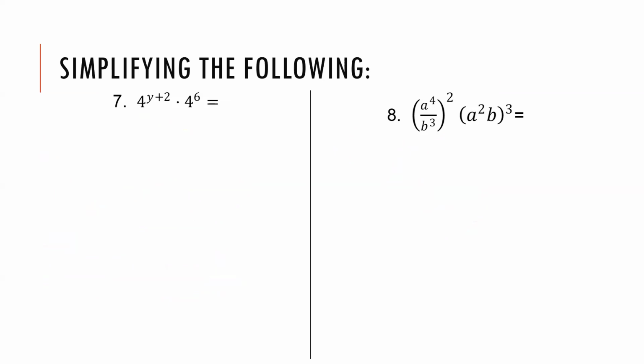I'm going to pause and let you process 7 and 8. You're going to talk to each other. Use your mathematical vocabulary. All right. On 8, you will be using multiple laws. On 7, your hint is law number 1.